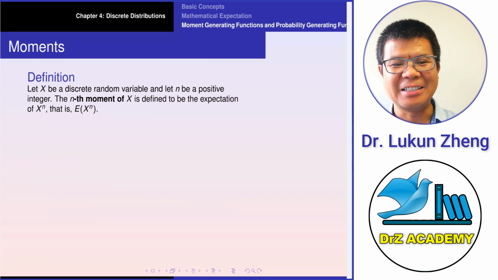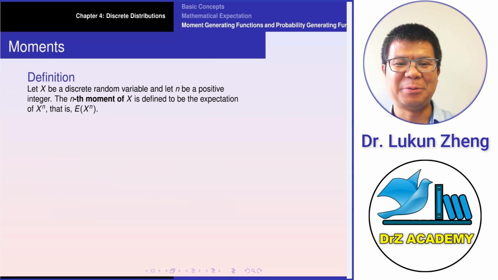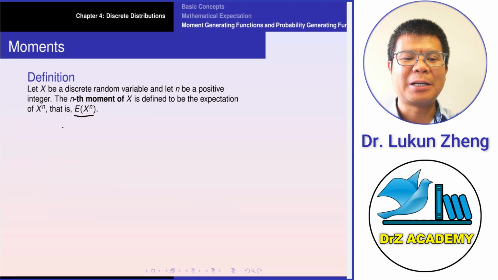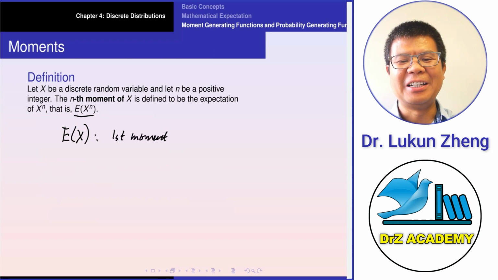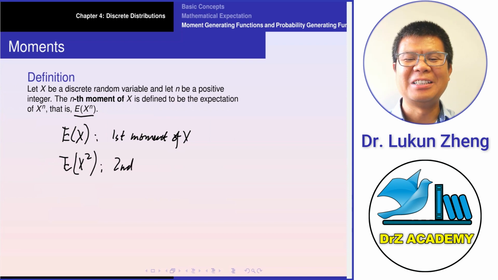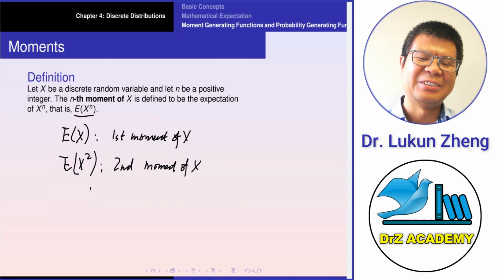The expectation of X raised to the power n. That is, the expectation of X to the power n, right? So that's what we have, the nth moment of X. Now, of course, we will see that the expectation of X is going to be the first moment of X. And also we have the expectation of X squared. That's going to be the second moment, and so on.